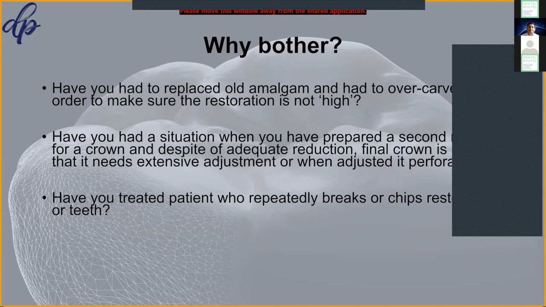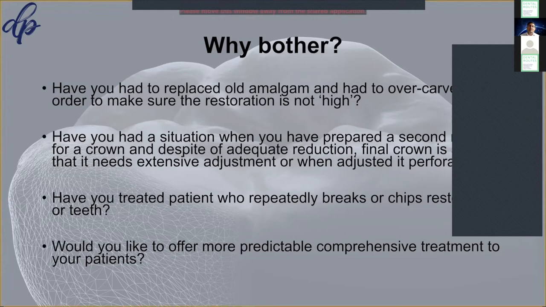Or simply, if you want to offer more predictable, comprehensive treatment, then you need knowledge of occlusion. So it's not just a fancy term. To be honest, we can get away without doing too much learning about occlusion, because the patient's jaw is quite adaptable. And as long as you're doing simple single tooth restorations, most of the time we can get away. However, when you are doing more complex treatment or multiple restorations, that's when knowledge of occlusion becomes really important. So let's look at this tooth carefully.